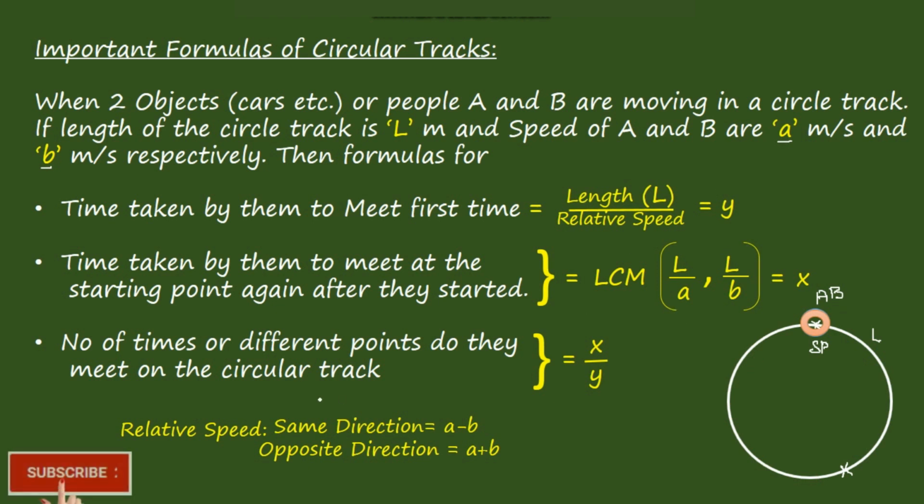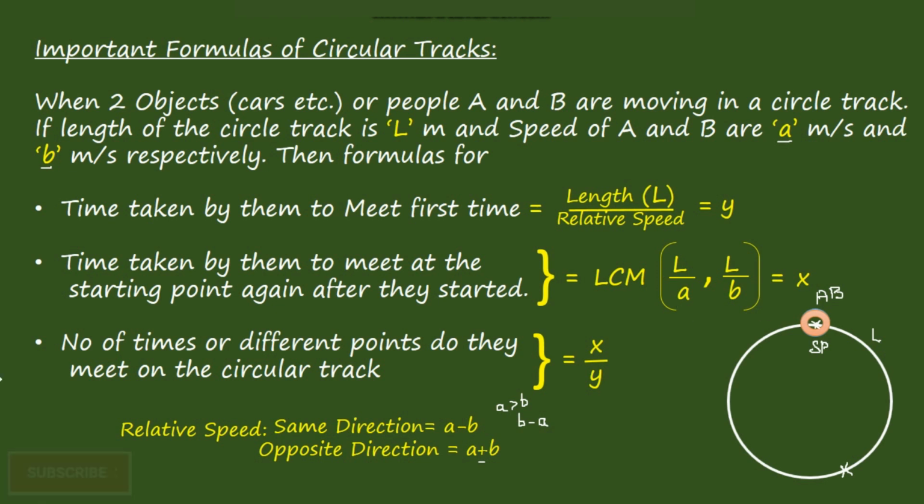Relative speed is, when they move in the same direction, A minus B, where A is greater than B, else it becomes B minus A, as speed cannot be negative. And when they are moving in the opposite direction, it becomes A plus B. Coming to the next formula: the time taken by A and B to meet at the starting point again after they have started is the LCM of L by A and L by B.